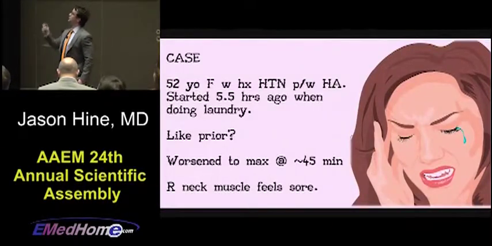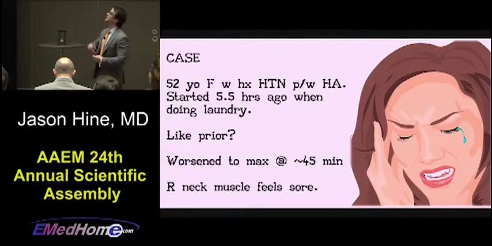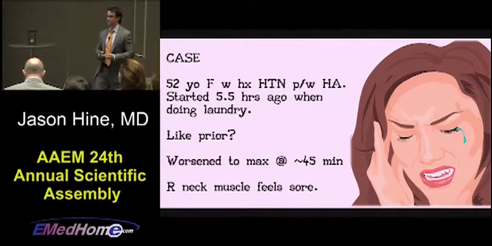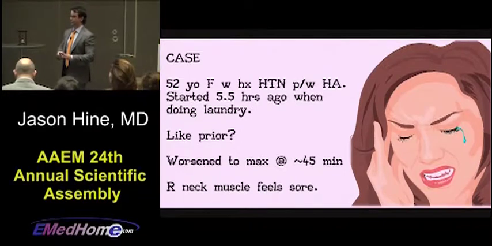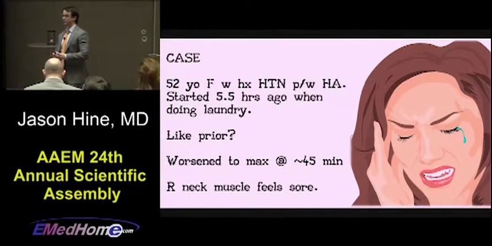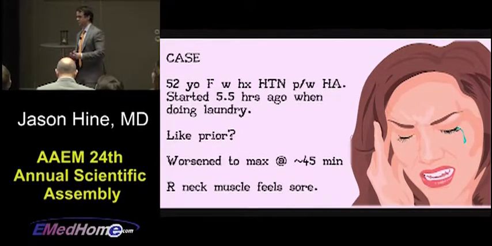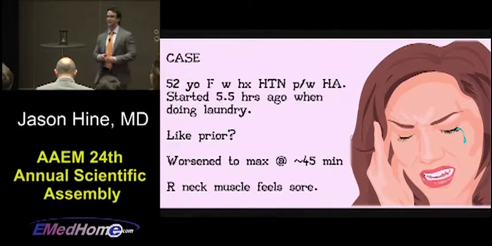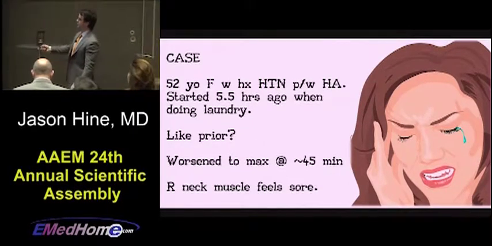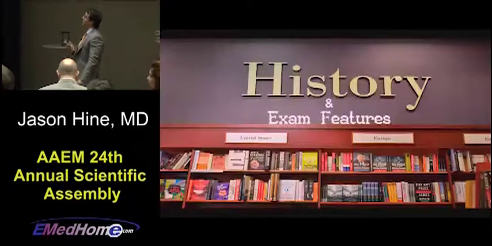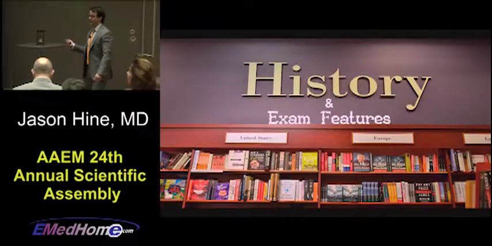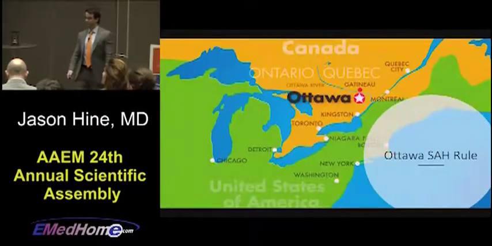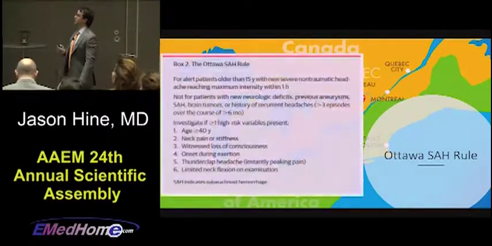So to use a case, you should always be using a case to frame these things in your mind. A 52-year-old lady, history of hypertension, presents with a headache. Started about 5.5 hours ago when she was carrying some laundry. She's had migraines before, but this feels different, more intense, more diffuse. It worsened to its max in about 45 minutes, and now she feels like her right neck musculature is getting sore. So with that in mind, you've got to say, what were the high-risk features in the history and physical exam for her? So we're going to use the Ottawa rule to frame this in our minds.